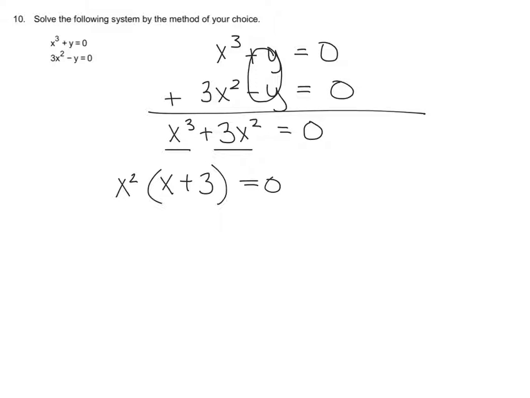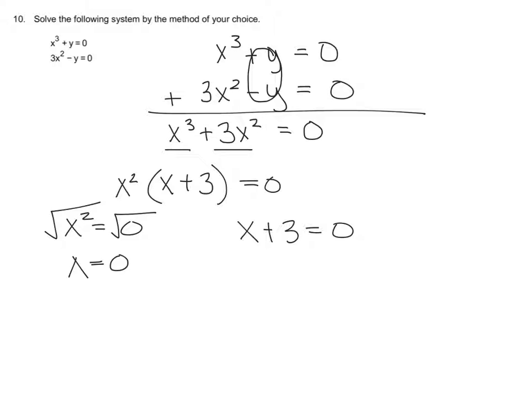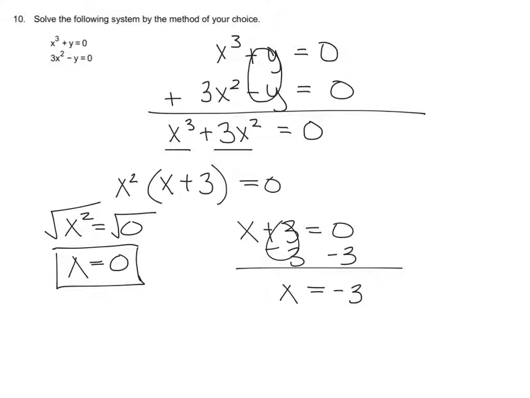Now I can use the principle of zero products and set each factor equal to 0 and solve for x. If I look at x squared equals 0, I can take the square root of both sides, so x equals 0. Next, I'll subtract 3 from both sides, and I get x equals negative 3. So my two solutions for x are x equals 0 and x equals negative 3.